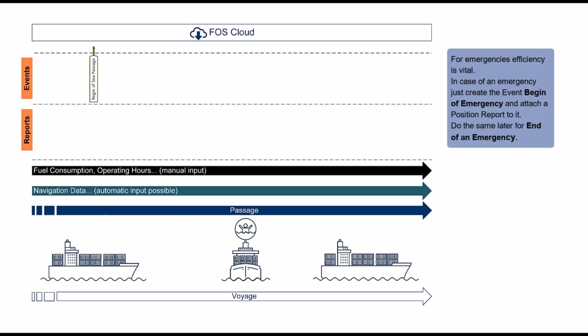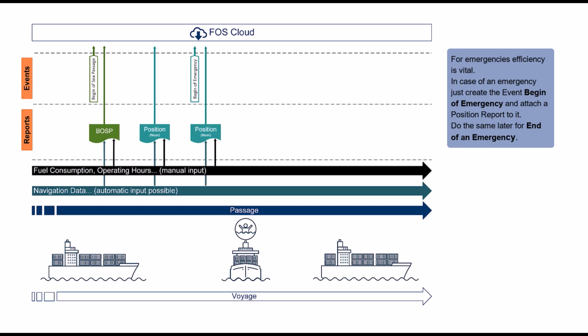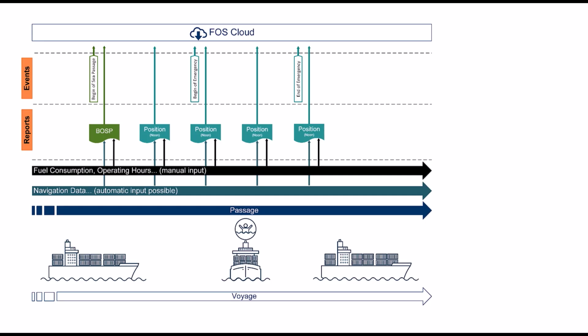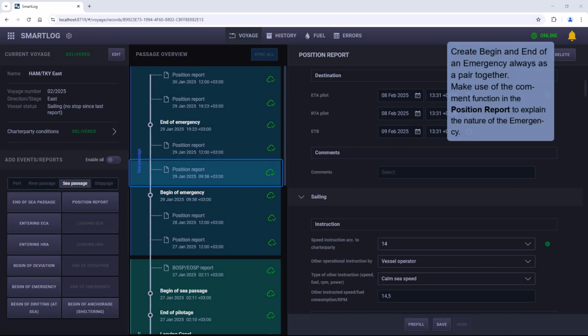For emergencies, efficiency is vital. In case of an emergency, just create the event begin of emergency and attach a position report to it. Do the same later for end of an emergency. Create begin and end of an emergency always as a pair together. Make use of the comment function in the position report to explain the nature of the emergency.